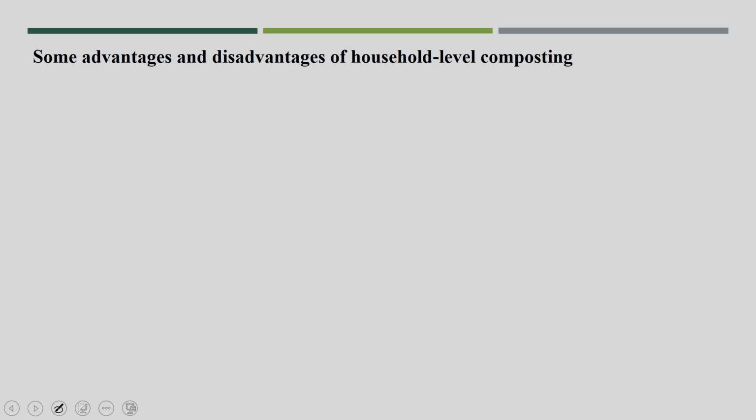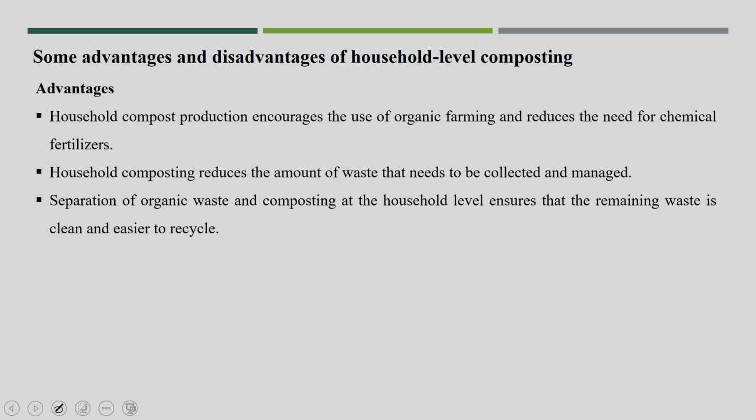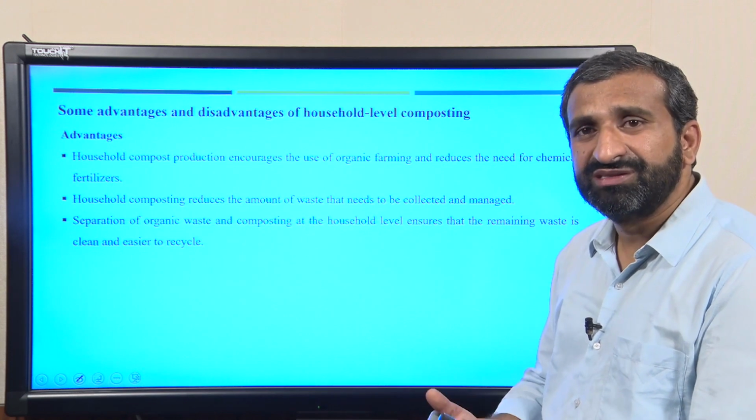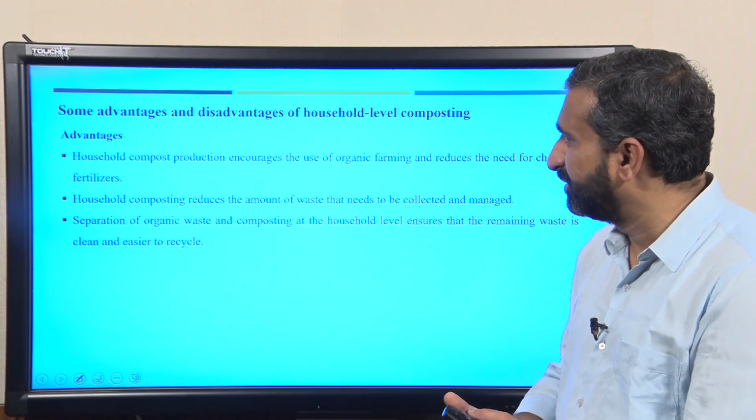You can see some of the advantages and disadvantages of household level composting. The first advantage: household compost production encourages the use of organic farming and reduces the need for chemical fertilizer. This is very important. Household people will also come to know the importance of compost, and they can be encouraged to produce large amounts of compost that can be used for the farming process.